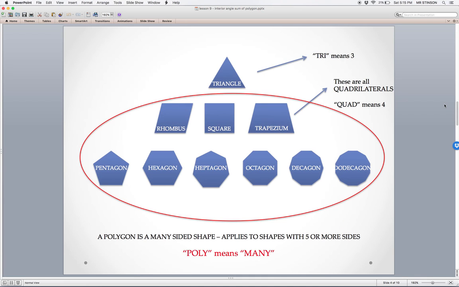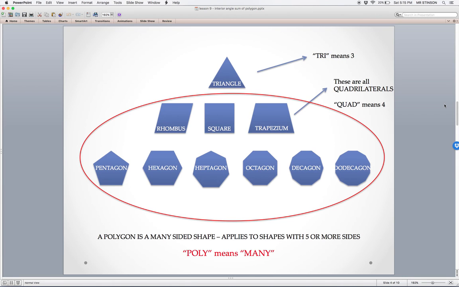So here's a bit of revision on a few shapes that we already know and a little bit of language that we need to go over. So at the very top you'll see a triangle. In the word triangle, tri means 3. Below this we can see 3 four-sided shapes which are known as quadrilaterals. We've got a rhombus, a square and a trapezium. So the word quadrilateral contains the word quad, which means 4.